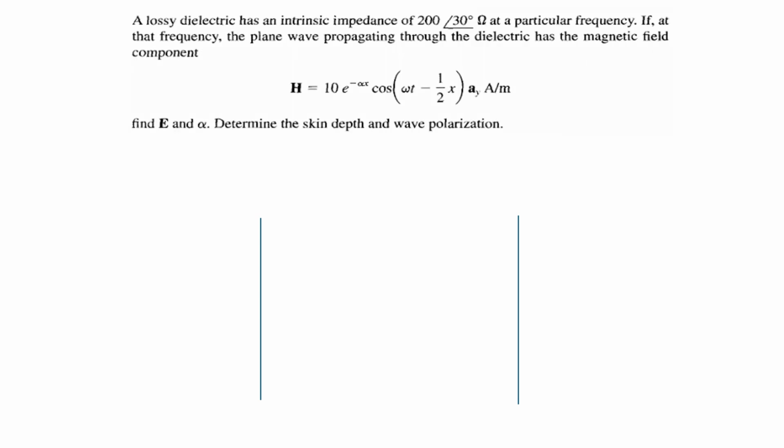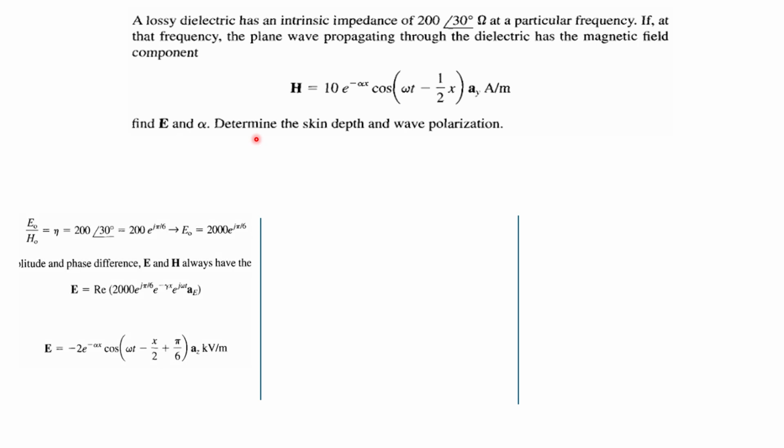So this is another question here. A lossy dielectric has an intrinsic impedance of 200 at an angle of 30 degrees ohm at a particular frequency. If at that frequency the plane wave propagating through the dielectric has the magnetic field given, what to find? You have to find E and alpha, right? Determine the skin depth also and the wave polarization.